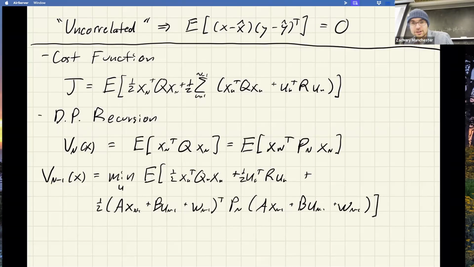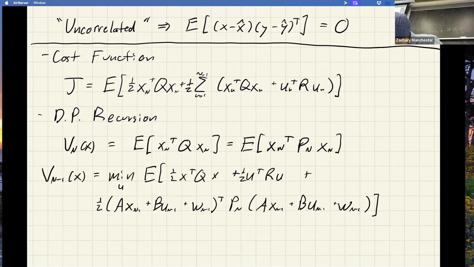Now here's a question. What is this expectation over? What's the only random variable in this problem so far? The noise. So the expectation here is over the W. That's the only random variable. That's the noise. So keep that in mind.